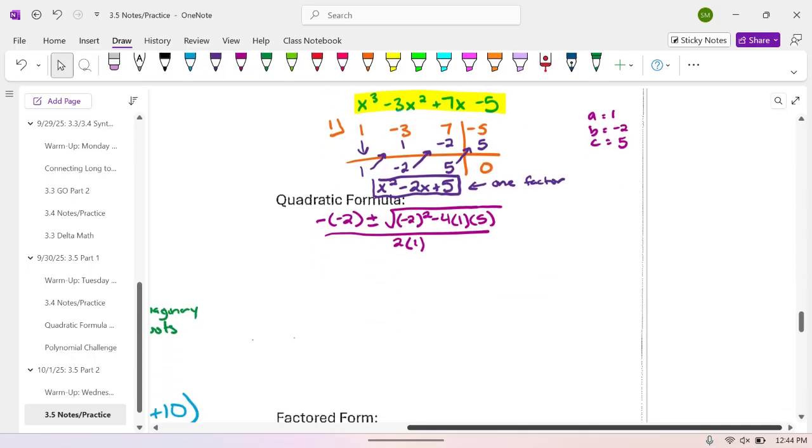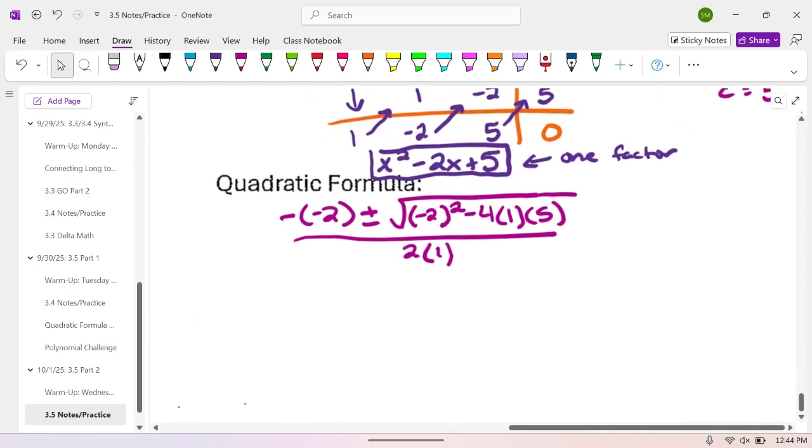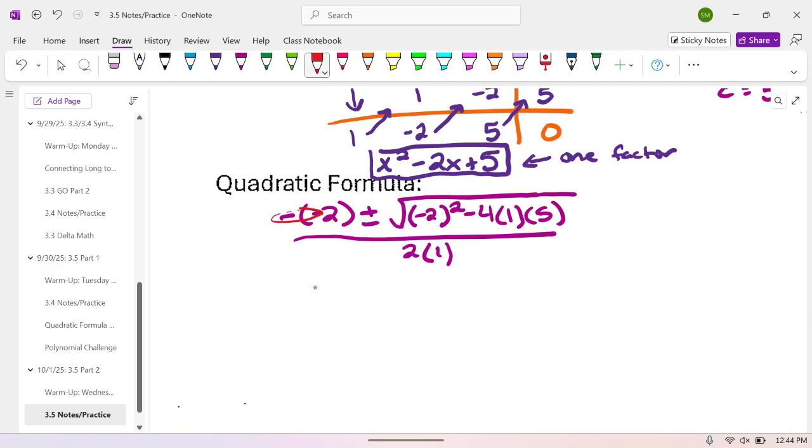No simplification, yes. Now, for simplifying, I'm going to simplify the 2 negatives. So negative times a negative, that gives me positive 2. Now, what goes under the radical? Negative 2 squared is 4. Negative 4 times 1 is negative 4 times 5 is 20. So 4 minus 20 is negative 16. All over 2 times 1, which is 2.